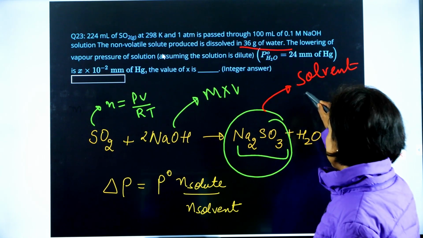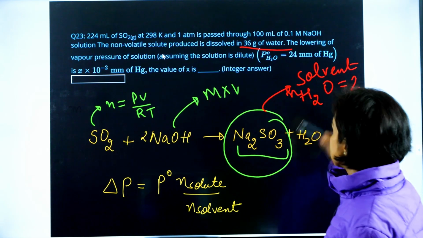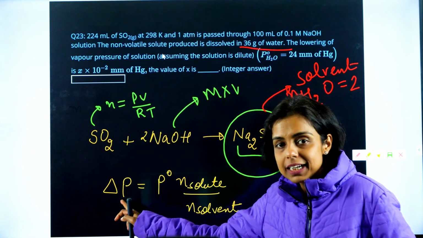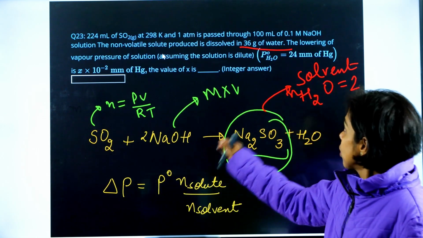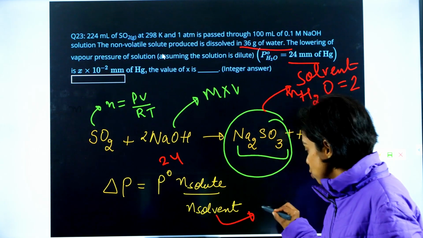36 grams of water means how many moles of water? Moles of water is 36 by 18. That is 2 moles of water we have. The lowering of vapor pressure, so this is the formula. Delta P is P naught. Pure water pressure is given, 24. Moles of solute and moles of solvent, which is 2 for water.